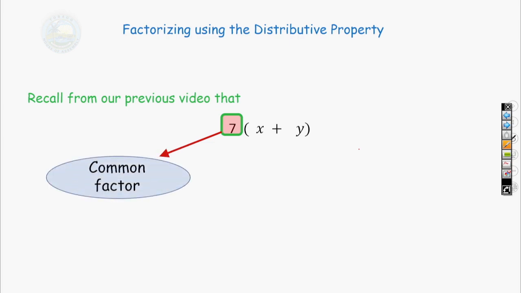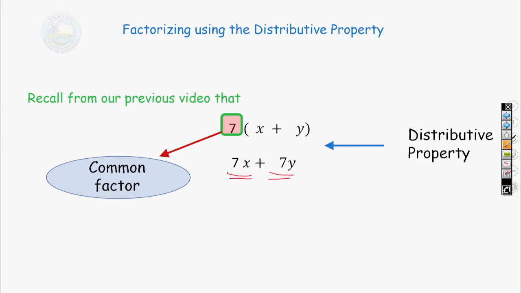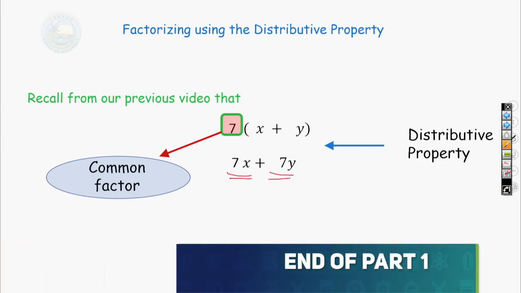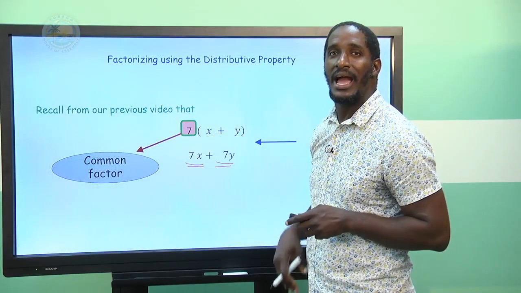Now, I want you to recall from our previous video, remember to check it out, that 7 brackets x plus y is 7 multiplied by x plus y, and that the 7 is the coefficient, but it's also the common factor because it's being multiplied by the x and it's being multiplied by the y via the distributive property. So it's 7x and 7y. So the common factor here for these two is going to be 7. We want to utilize that construct as we go forward, exploring the distributive property and factorization.